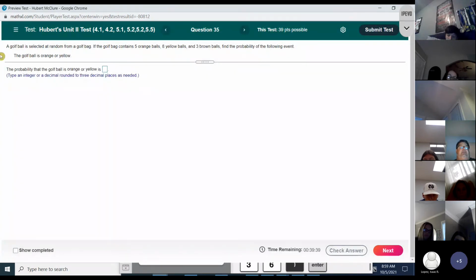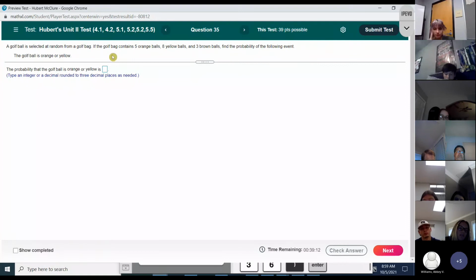A golf ball is selected at random from a golf bag. If a golf bag contains 5 orange balls, 8 yellow balls, and 3 brown balls, find the probability of the golf ball is orange or yellow. So what does or mean? Additive. Good. So that'd be 5. Let's see, what is 5? 5 over 16 plus 8 over 16.